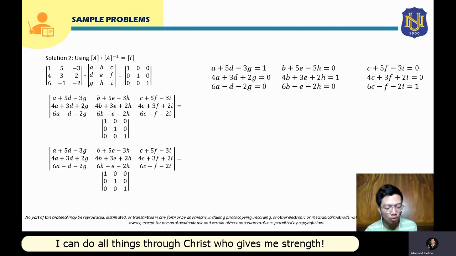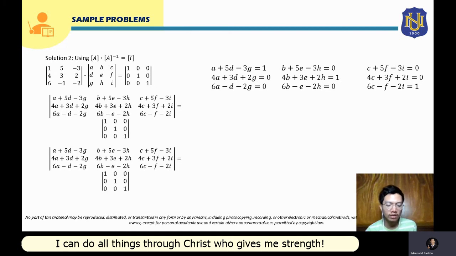So we can use mode 5-2. In mode 5-2, we just have to input the coefficients of the variables here and the constant on the right side. So for our first equation, A plus 5D minus 3G is equal to 1. If we input that in the table in mode 5-2, that will be 1, 5, negative 3, and then 1. For the next equation, that will be 4, 3, 2, and then 0. For the next equation, that will be 6, negative 1, negative 2, and then 0.